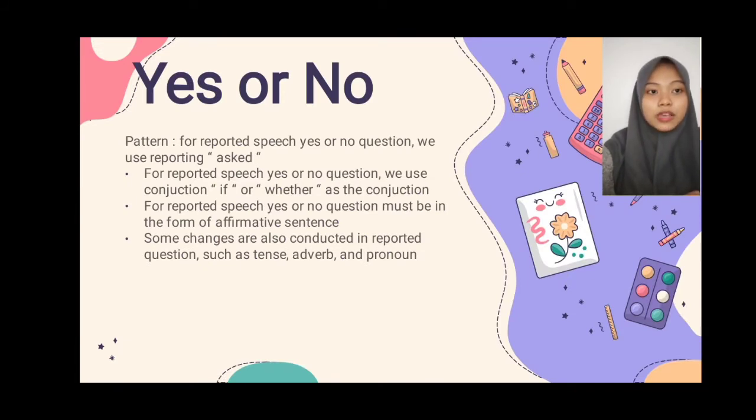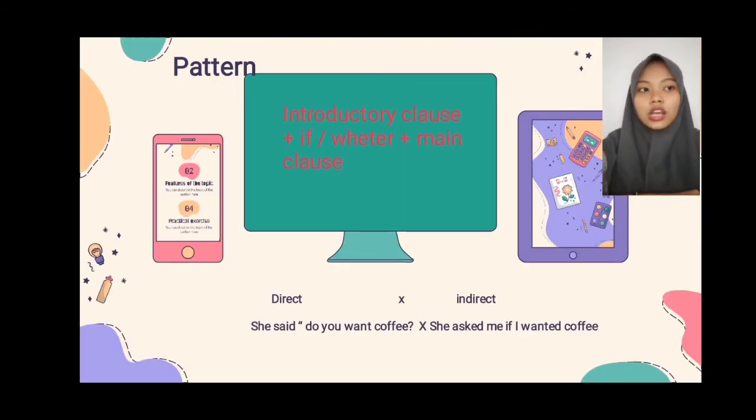For reported speech, a yes or no question, we use the reporting verb asked. We use the conjunction if or whether. The reported yes or no question must be in the form of an affirmative sentence. Some changes are also made in a reported question, such as tense, adverb, and pronoun. The pattern is: introductory clause plus if or whether plus main clause.